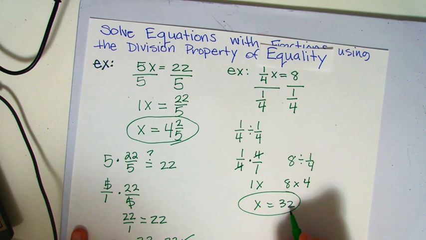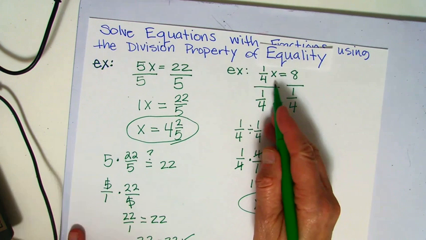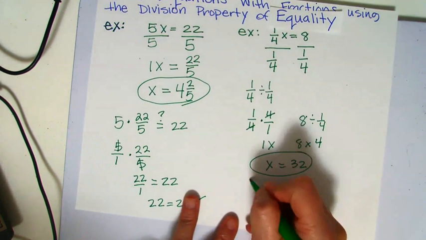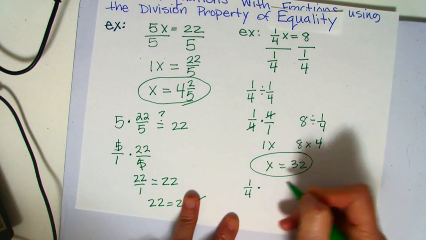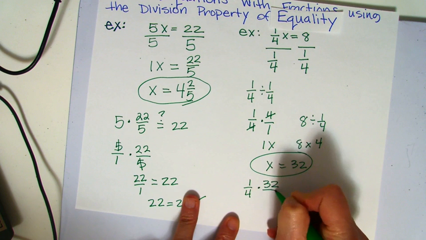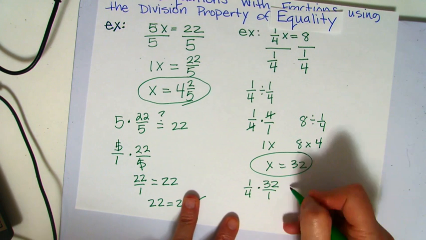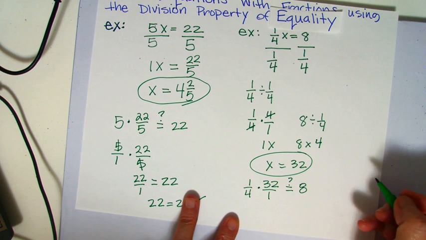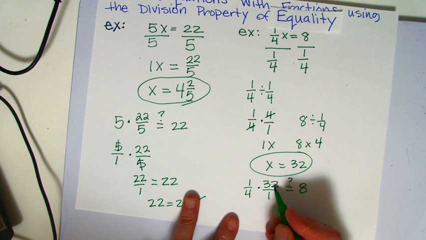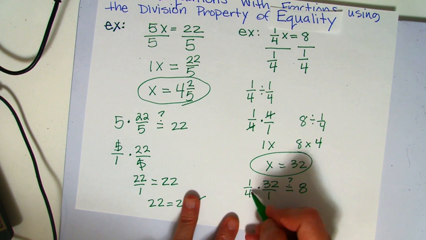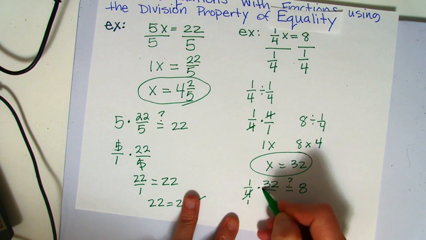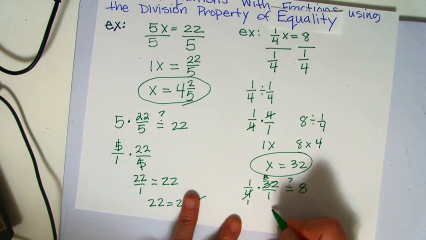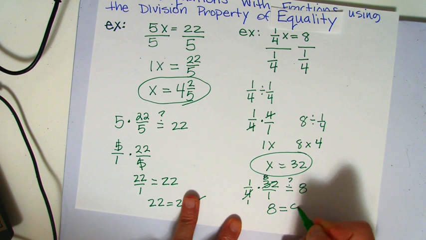Let's go ahead and plug in 32 into our original equation to see if we did the math correctly. 1/4 times 32, and I'm going to go ahead and put that over 1 to make it a fraction. And I want to know, is this going to give me the result of 8? 4 and 32 have a common factor of 4, so I can reduce this. 4 goes into 32 8 times. And so I'm left with 8/1, or 8, and that indeed equals 8.